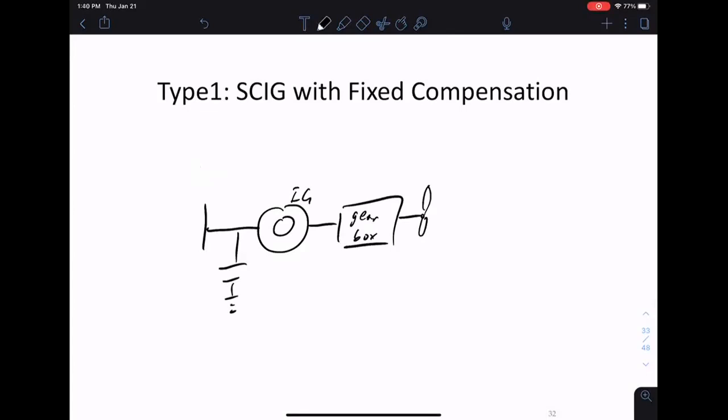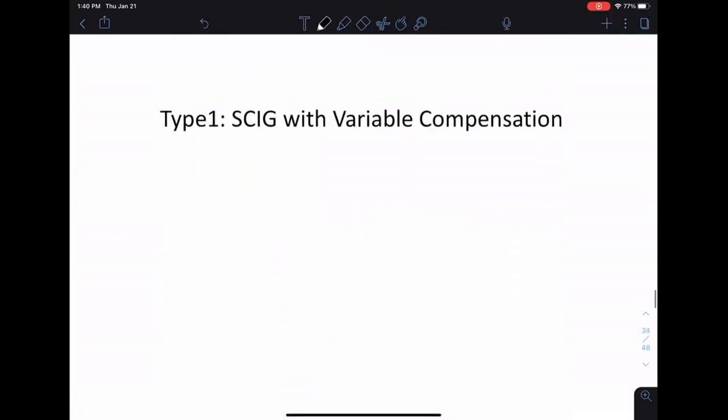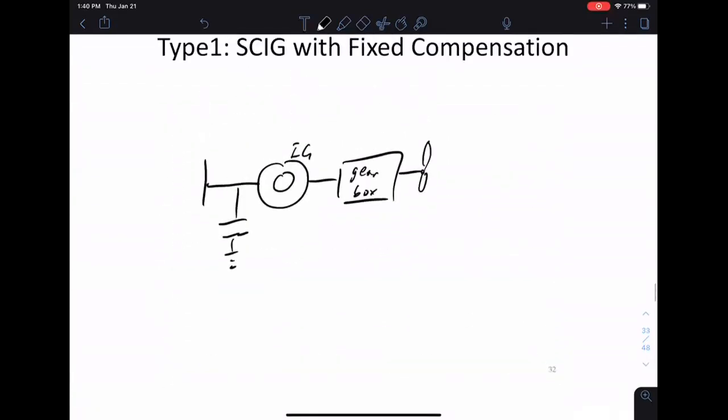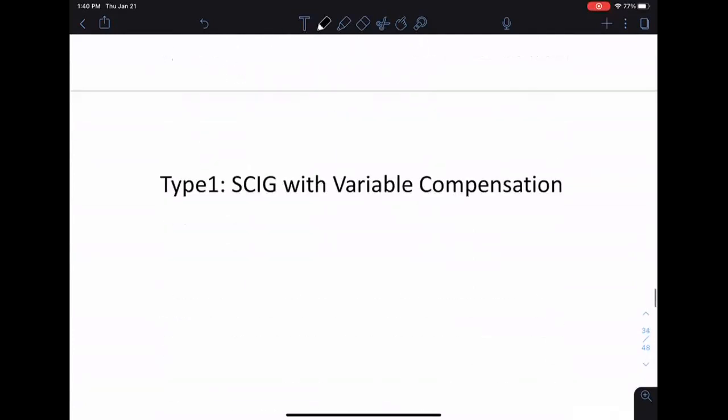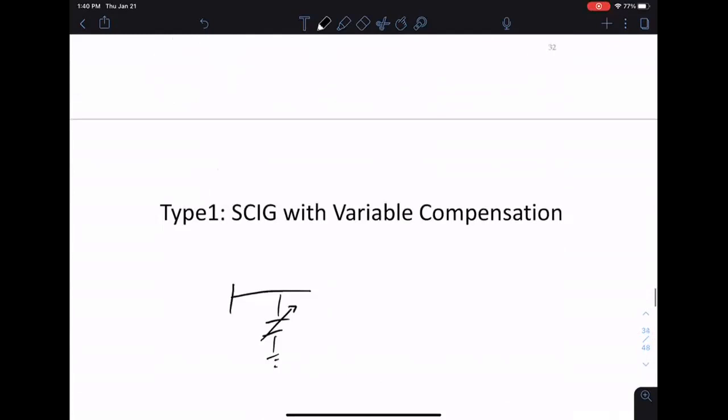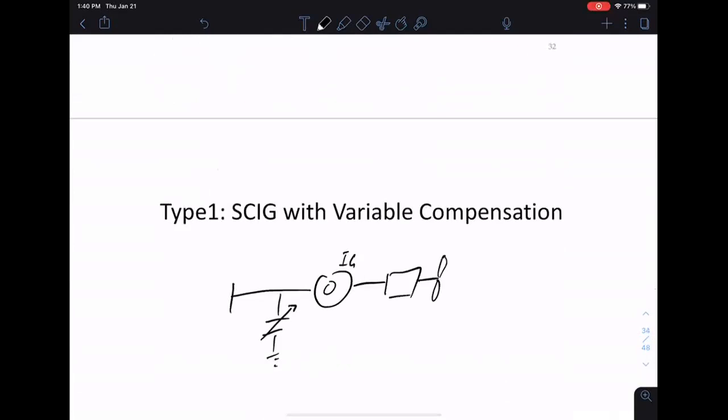So this is fixed compensation. Of course, the simplest modification we can make here is to make this a variable capacitor. The first thing people did after building this type of induction generator, type 1, is make this a variable capacitor.